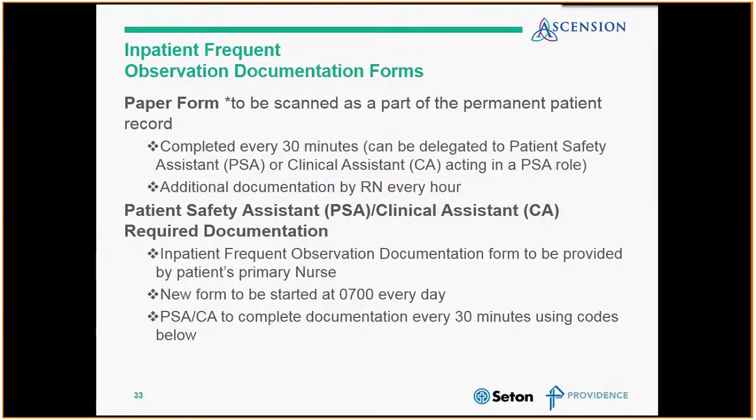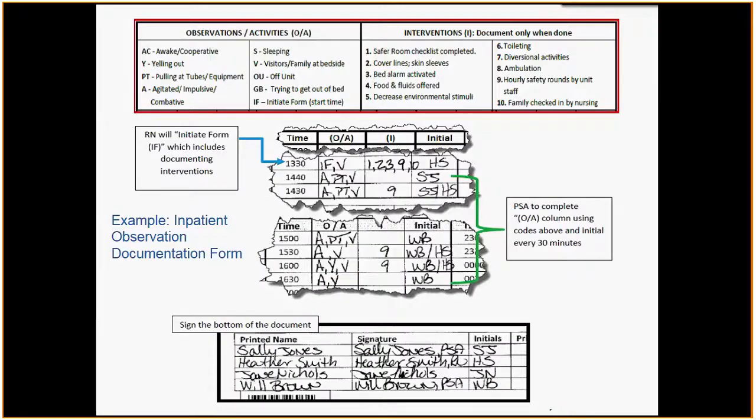The inpatient form is for your acute care, critical care, and maternity units. Again, this is a paper form. The difference between this form and the ED form is that this form is completed every 30 minutes, where the one for the emergency department is completed every 15. The observation activities and interventions are the same as the ED one, but as you can tell right here, the times have been changed to every 30 minutes instead of every 15. But you will do the same thing by documenting your observations, activities, interventions, and then your signature. And again, at the bottom, you'll do your printed name, signature, and initials.